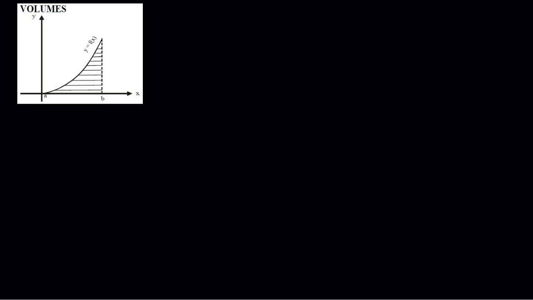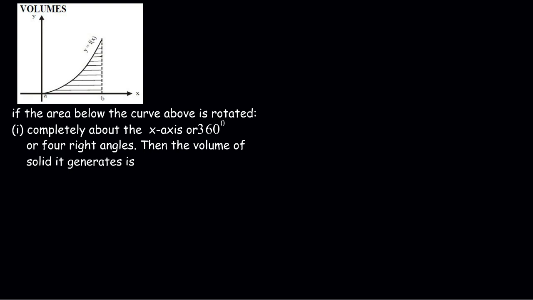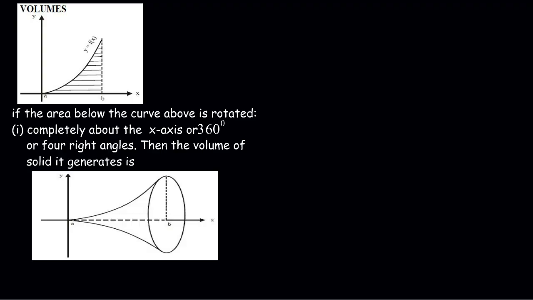Now we've done looking for area under the curve, and to take that a bit further, we can also look for volume of rotation along either the x-axis or y-axis. If the area below the curve is rotated 360 degrees along the x-axis, then the volume of the solid generated as shown will be found using the formula V equals the integral of pi y squared dx from b to a.